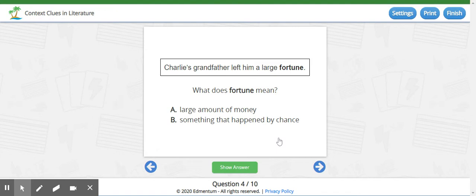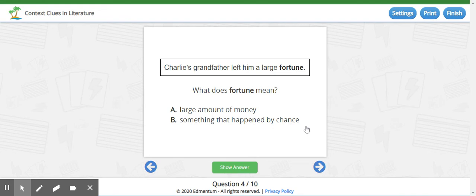The last flashcard we're going to go over today is flashcard number 4. Charlie's grandfather left him a large fortune. Fortune is in bold print. What does fortune mean? Let's go back to the text before we even read the options. That's a great testing strategy that you can use. Always refer to the text and read the clues around the word. Charlie's grandfather left. Left is a clue that tells us that he gave him something after he passed. Him a large fortune. A, a large amount of money, or B, something that happened by chance.